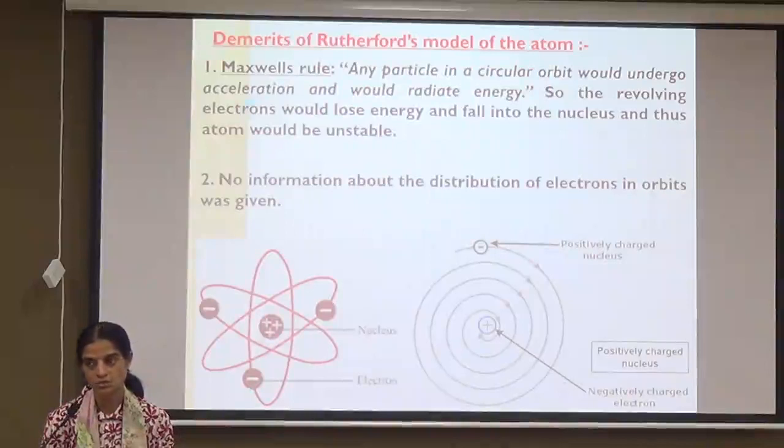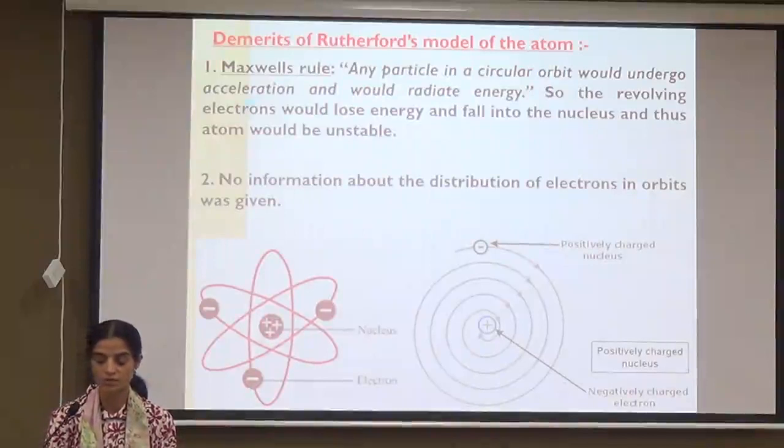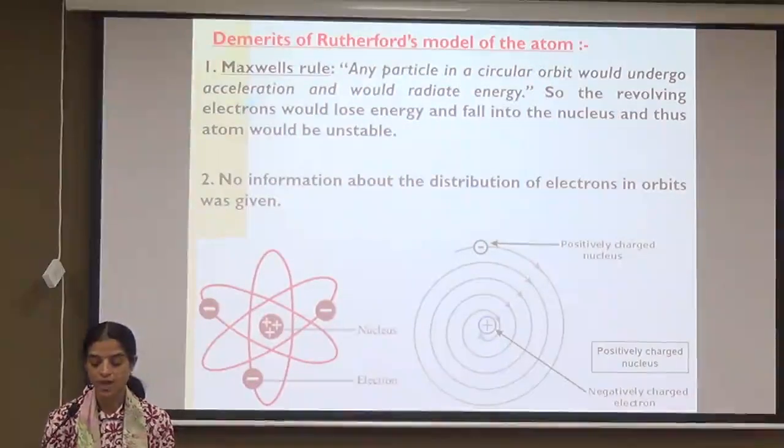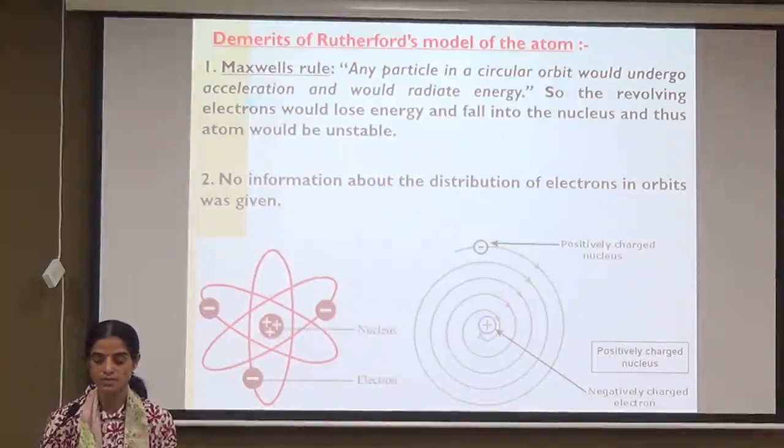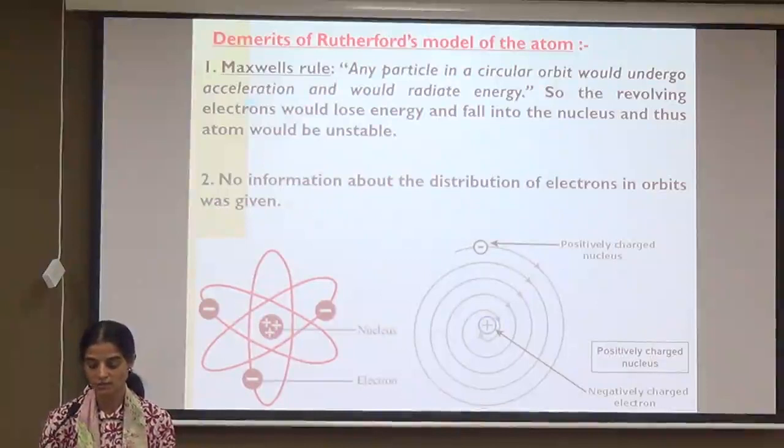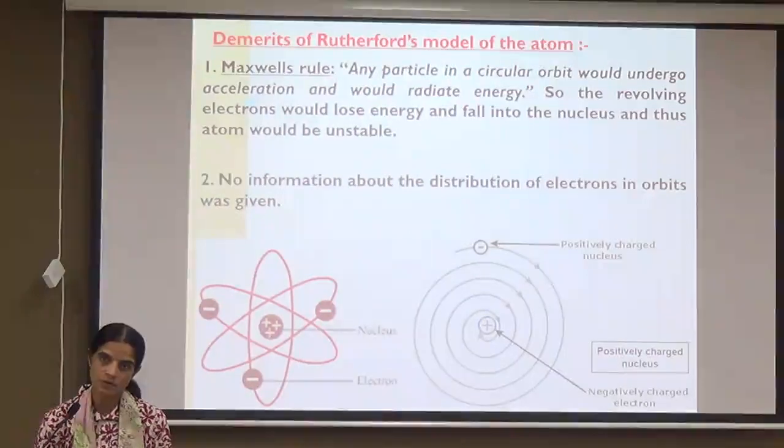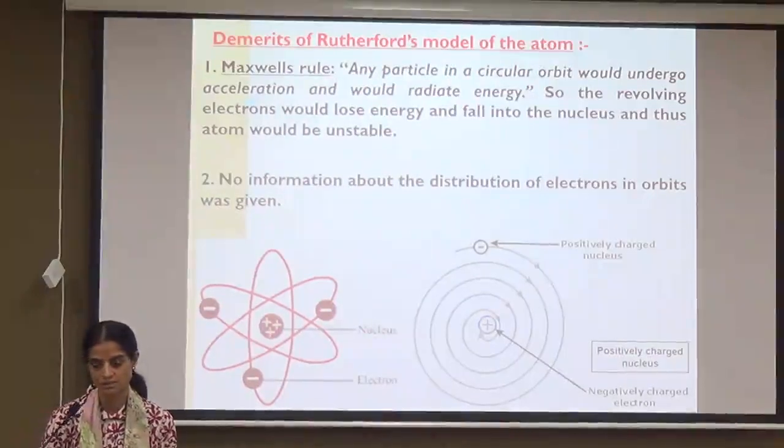Now, the limitations or demerits associated with Rutherford's model are as follows. According to Maxwell's rule, any particle in a circular orbit would undergo acceleration and would radiate energy. So the revolving electrons would lose energy and fall into the nucleus, and thus the atom would be unstable. No information was conveyed about the distribution of electrons in orbits. So he could not actually explain the stability of an atom.